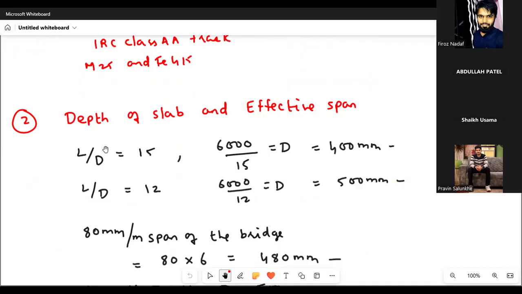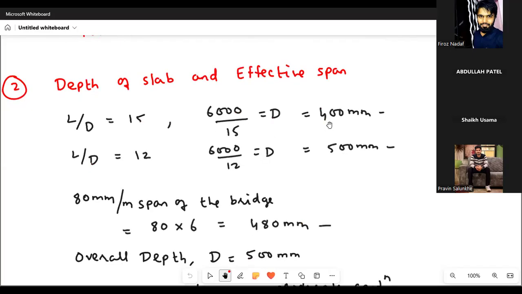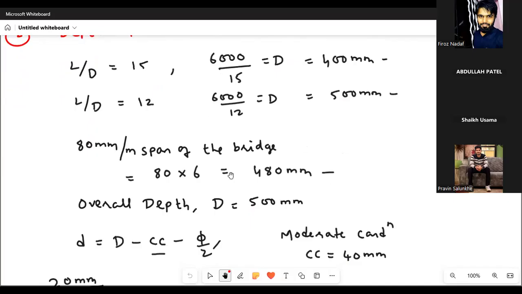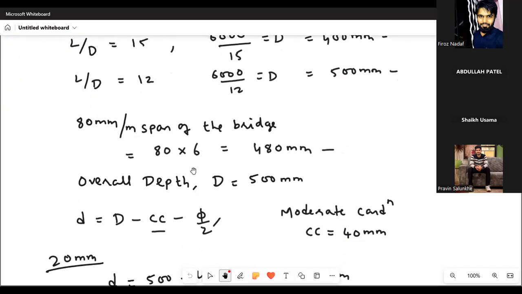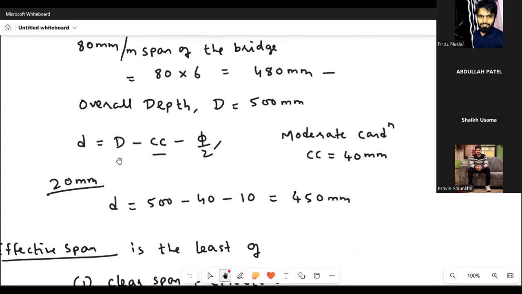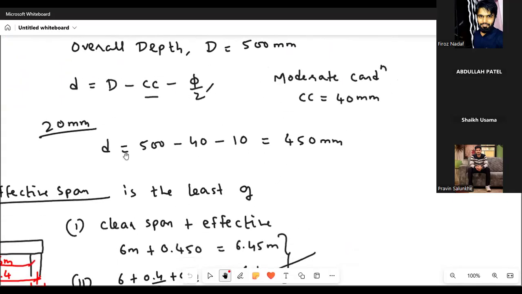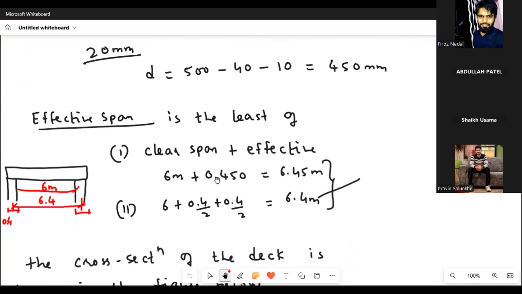By using the ratio L by D equal to 15 or L by D equal to 12, you can find the overall depth. So the overall depth here you are getting 400 and here you are getting 500. There is also a thumb rule by which you can find the overall depth of the bridge: 80 mm per meter span of the bridge. The span is 6 meter, 80 into 6, you're getting 480. And you can find the small d by using this formula. You can check my video to see all this detail.